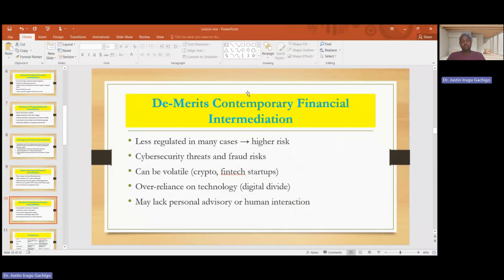You can imagine somebody in a remote area like in Mandera or Wajir or any other remote area in Kenya where there is no even internet access. So this means it is promoting digital divide. Many lack personal advisory or human interaction. So you are only interacting with your gadget. So there is no one who is to advise you maybe on the product, suitability, the amount that you can take. So that lack of personal advisory or human interaction is a limitation as compared to the traditional financial intermediation.